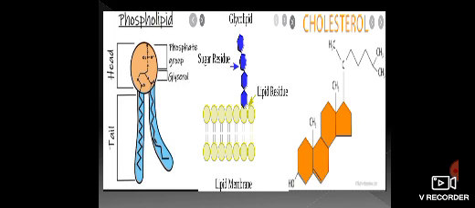Here are the structures of phospholipids, glycolipids and cholesterol. In phospholipids, there is a head in the upper end and tail in the lower end. A phosphate group and glycerol are also present in phospholipid structure. Glycolipid. In the structure of glycolipid, sugar residue and lipid residue are present in the lipid membrane. And this is the structure of cholesterol which is shown here.